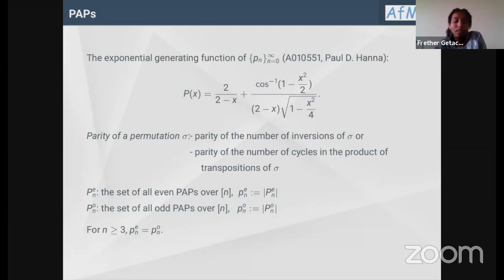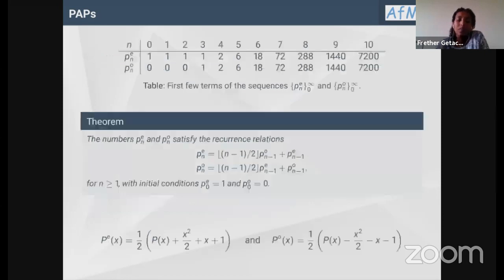Surprisingly, these two numbers are almost the same, for n greater than or equal to 3. These are two sequences we already introduced. After n greater than or equal to 3, we see the equality of the two numbers. These two numbers also satisfy these two recurrence relations, and they also have an exponential generating function determined by P of x, the exponential generating function that we talked about earlier.